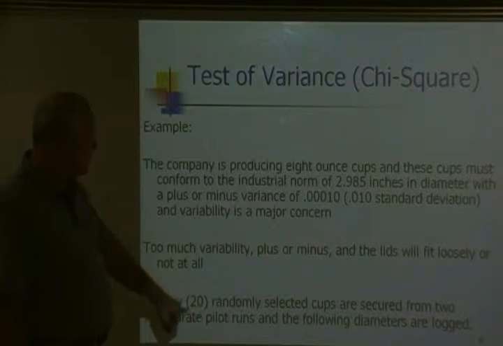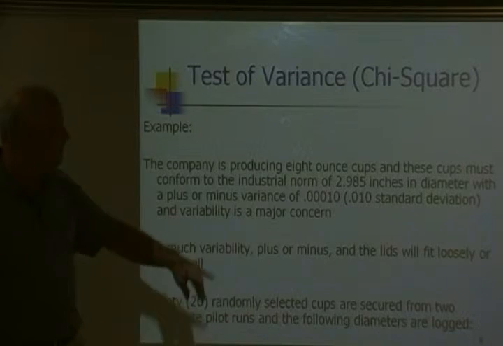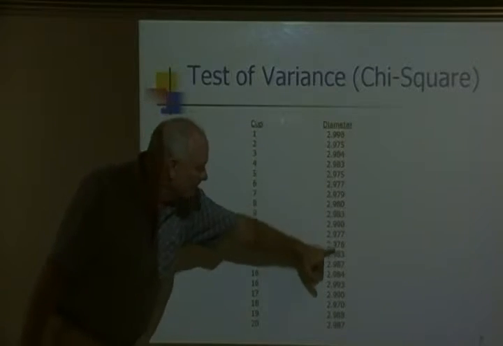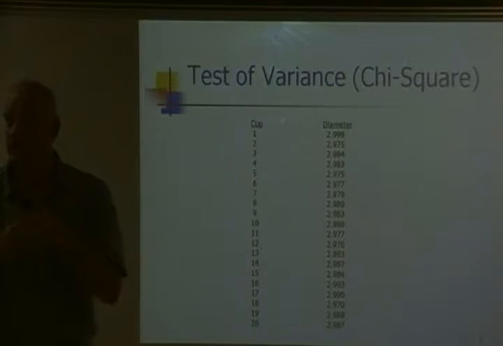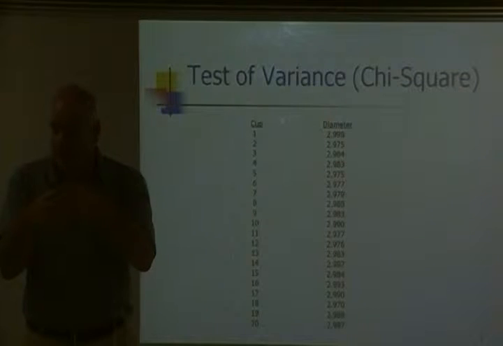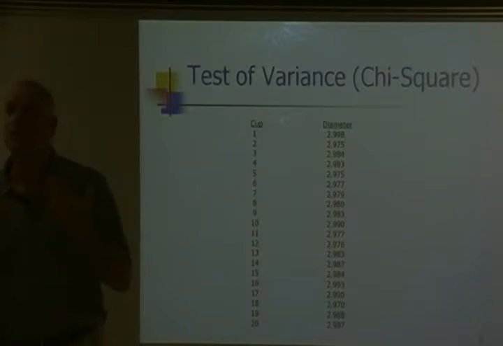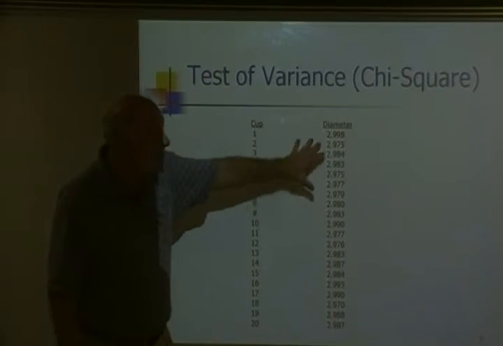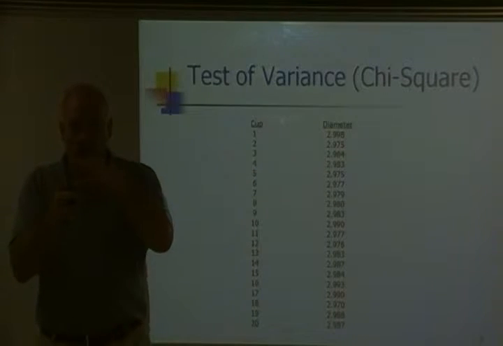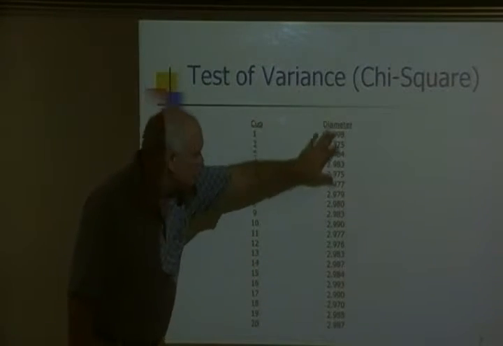So 20 randomly selected cups are selected from 2 separate pilot runs, and the following diameters were logged. So here we go. Here are the diameters of the cup. So we have a lid, and the lid has got to fit this cup. So in this sense, we're producing cups that fit a certain lid. So the variability of that cup now can't be too large or small, or the lid won't fit it. It's a state-of-the-art lid. So we want to make sure it fits the cup. All right, so here's the diameter.